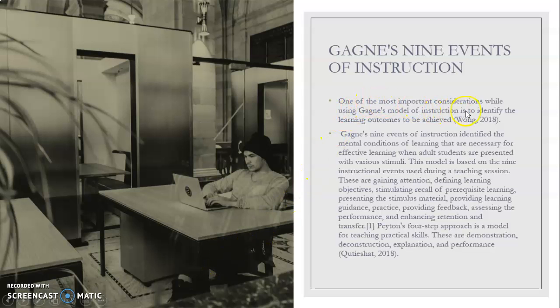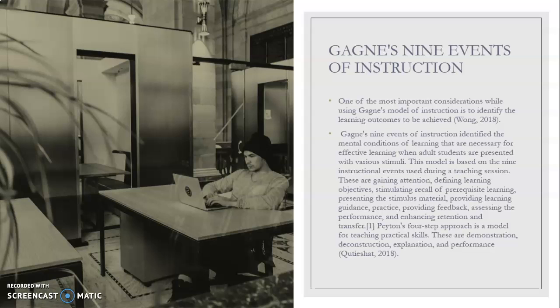One of the most important considerations while using Gagne's model of instruction is to identify the learning outcomes which are to be achieved. Gagne's 9 events of instruction identify the mental conditions of learning that are necessary for effective learning when adult students are presented with various stimuli. This model is based on the 9 instructional events used during a teaching session.